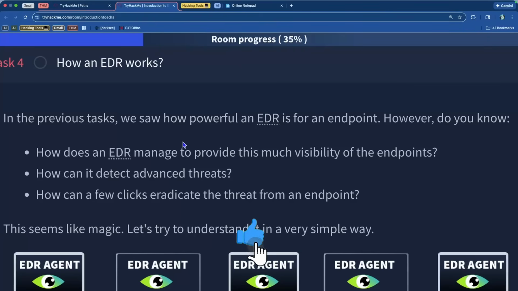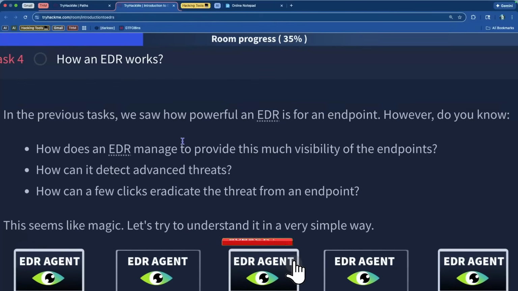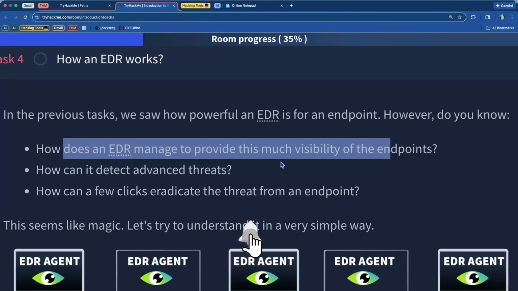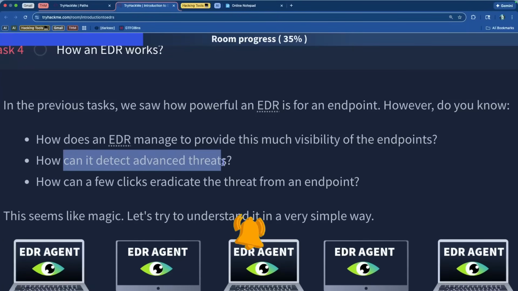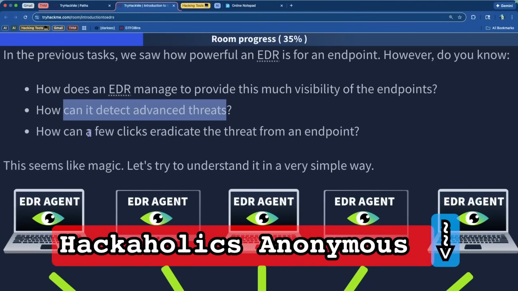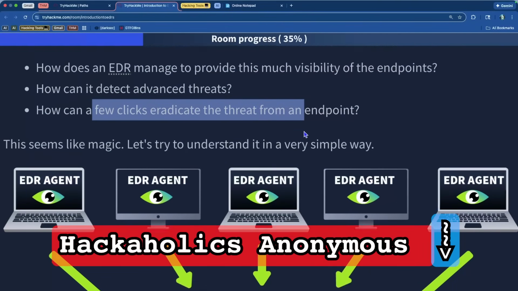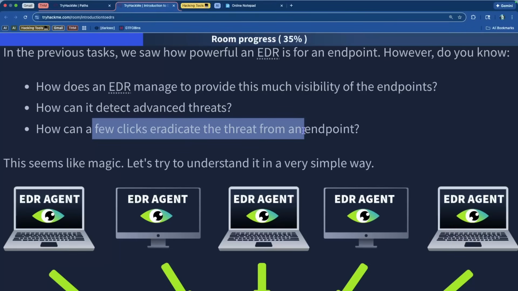Okay, so moving on to how the EDR actually works, we need to answer a few key questions. How does it manage to provide the visibility of the endpoint? How can it detect advanced threats? And how can a few clicks eradicate the threat from an endpoint? And again, kind of a logical common sense kind of a thing. But let's go and review these details. So it seems like magic, but it's just wonderful science.